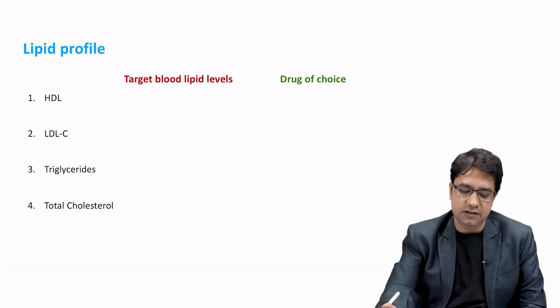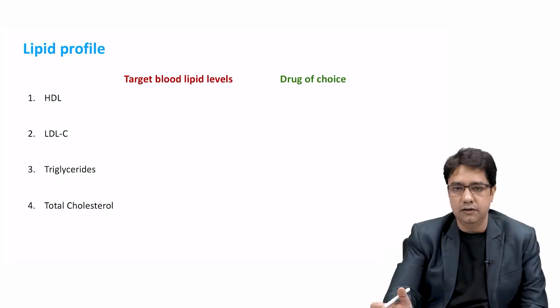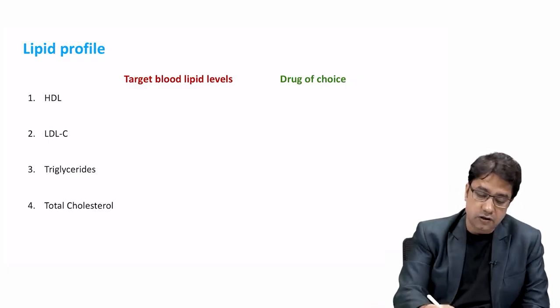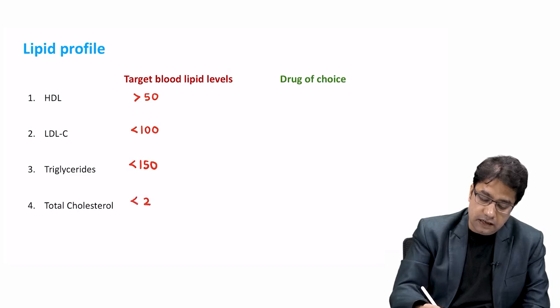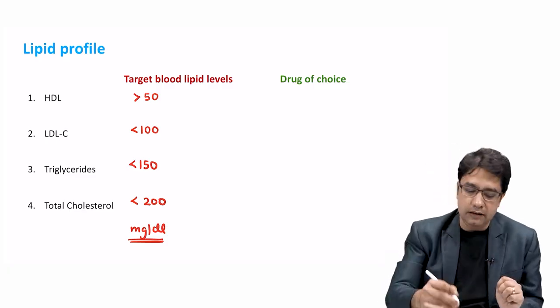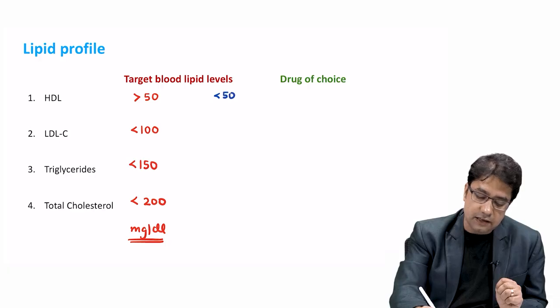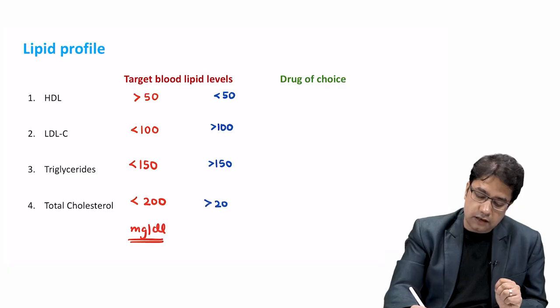So keeping this in mind, let's imagine a patient with an abnormal lipid profile comes to you. Which drug will you start first? We basically check HDL, LDL cholesterol, triglyceride and total cholesterol. So what is the normal range? HDL should be more than 50, LDL should be less than 100, triglyceride should be less than 150, and cholesterol should be less than 200 milligram per deciliter. These are the normal ranges. So imagine the patient has an abnormal lipid profile. That means the patient's HDL level is less than 50, LDL is more than 100, triglyceride is more than 150 and cholesterol is more than 200.